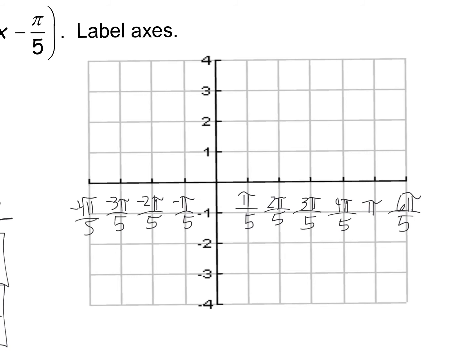It'd be nice to have these intermittent ones too, because we're going to have key points there, but I think we can skip that. We'll go ahead and make little scalings here, and then we're just going to have to know that's halfway between it. So it'd be like 3.5 pi over 5, which multiplied by 2 would be 7 pi over 10.